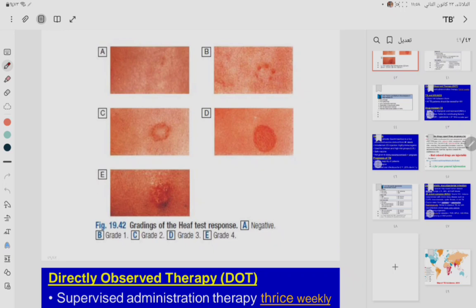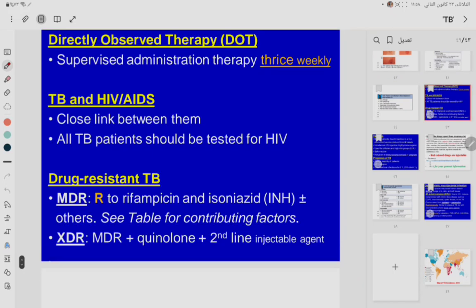TB and HIV are closely linked, so all TB patients should be tested for HIV. Here in our country, you have to take, either you tell them or not, but outside you have to take a permission, you have to take a consent. It shouldn't be a written consent, but you have to take consent from the patient: I am going to do an HIV test for you. If you do it without consent, the patient might complain about you and ruin you.